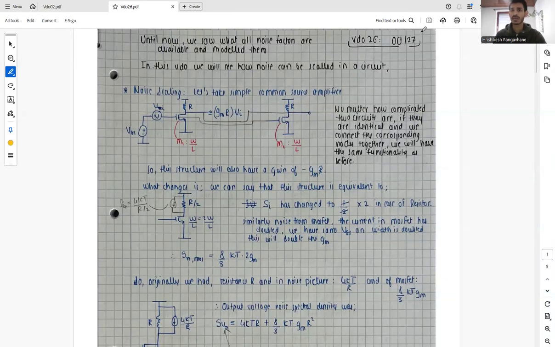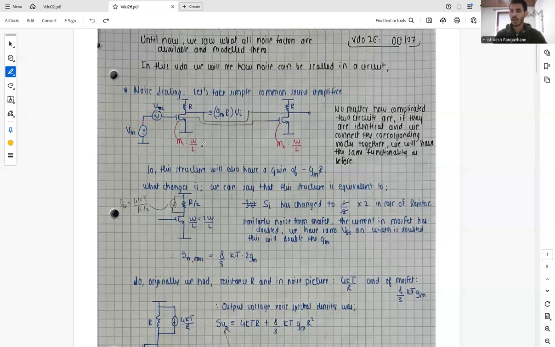Until now, we saw what all kinds of noises we can have in our circuit, and we also modeled them. So now in this video, we will see how noise can be scaled in a circuit. So let's come to noise scaling, and let's take a simple example which we took earlier of a simple common source amplifier. Let's assume that it's biased already, and we have a noise source in series with our large signal.